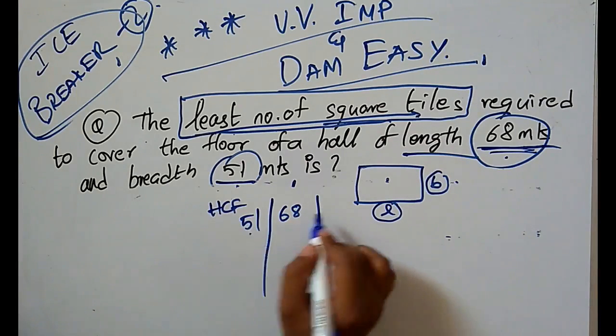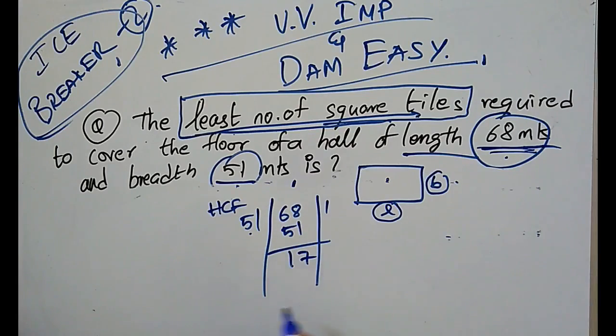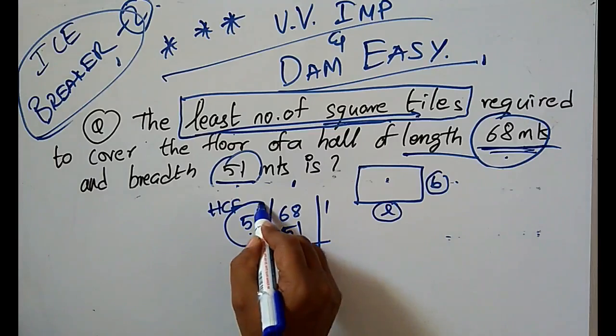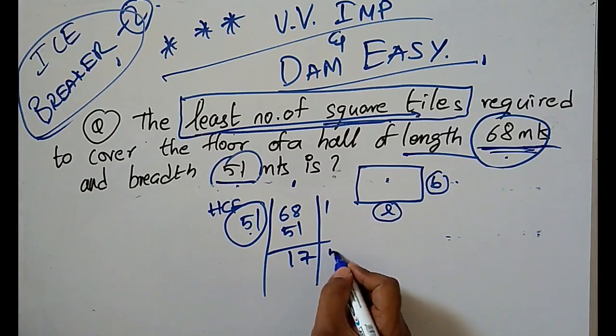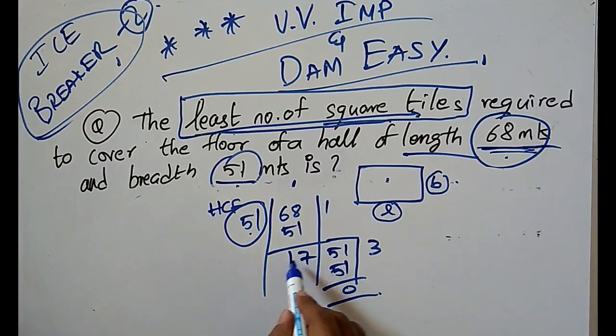See friends, 51 ones are 51 and the difference is 17. You have to take the divisor this side. 51, 17 threes are 51, so it is solved. And here this 17 is the GCD.